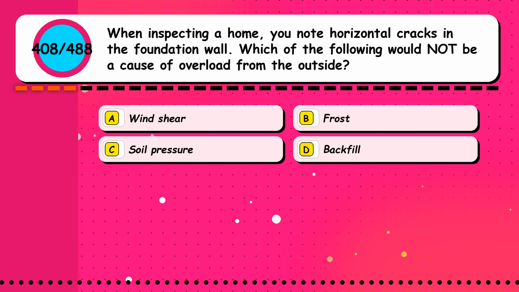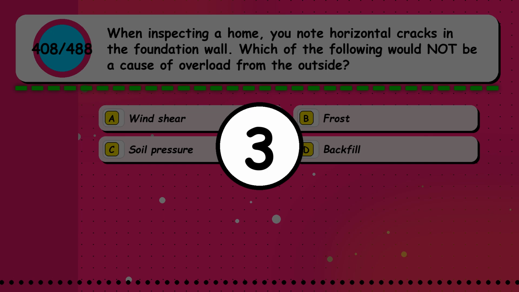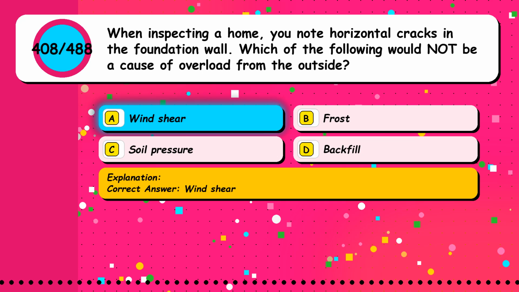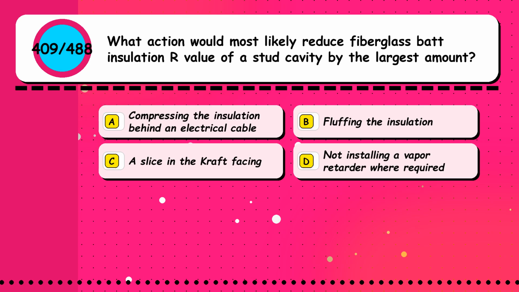When inspecting a home, you note horizontal cracks in the foundation wall. Which of the following would not be a cause of overload from the outside? Option A, wind shear. Option B, frost. Option C, soil pressure. Option D, backfill. The correct answer is option A, wind shear. Question 409.